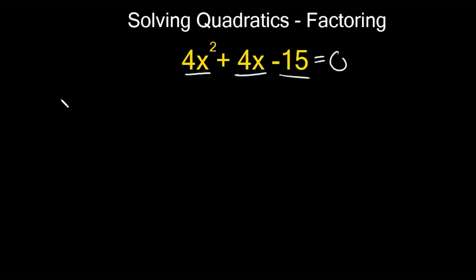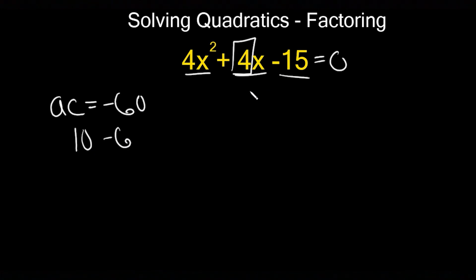So if I do the AC method here, I'm going to do A times C, and that means I'm going to do 4 times negative 15. That's going to give me negative 60, right? So I'm going to put negative 60 here. So I need two numbers that multiply to give me negative 60, but add up to positive 4. And so let's start with 10 and 6. So when I multiply those, that will give me positive 60. I need to make a negative 60. Well, let's go ahead and make the 6 negative. When I multiply them, I get the negative 60. And then when I add them, I get the positive 4 right here, my B, right? So this will work out.